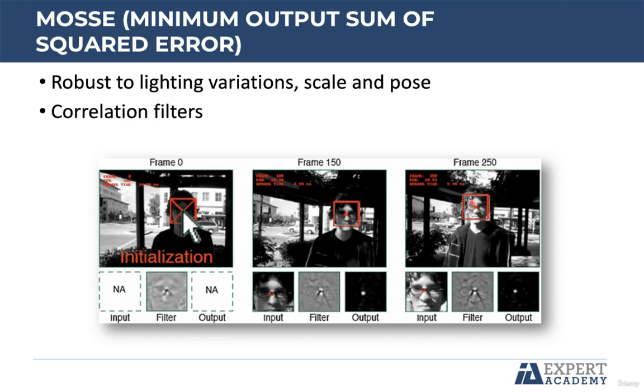This red point indicates the center of the detection. And here we can see more information. We have the inputs, which is the object, the application of the correlation filter, and the output with the result of the object that was tracked. We can see only this center point here and here.